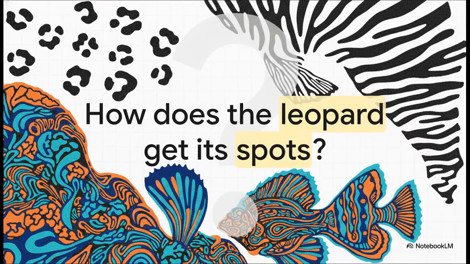Okay, let's dive into this. How exactly does a leopard get its spots? Or a zebra, its stripes? What about a tropical fish and its incredibly intricate, maze-like patterns? Well, for a long time, this was strictly a biological mystery. But today, we're going to bridge the gap between biology and chemistry and see how the very paints nature uses to color the animal kingdom are actually driven by fundamental chemical reactions.